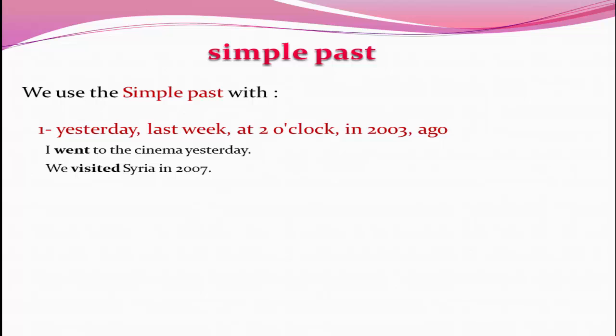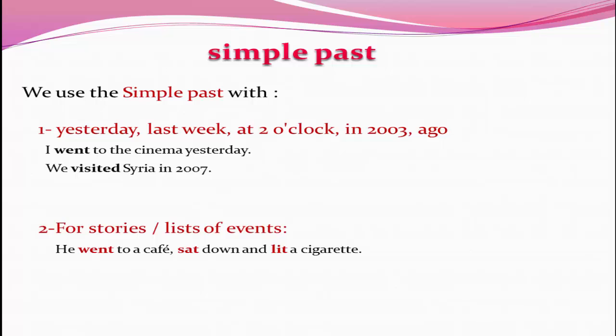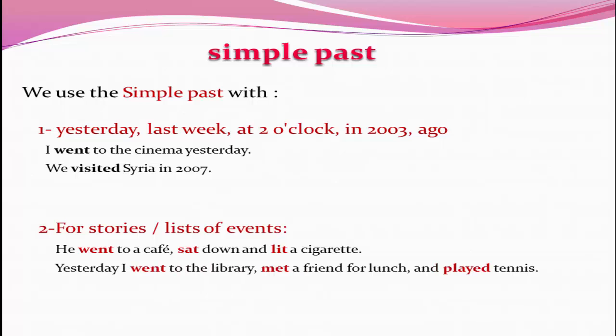We use it as well with stories. If we are narrating stories, we use it for stories and lists of events, things that happened immediately, one behind the other. So let's have a look here. We went to a cafe, sat down and lit a cigarette. Another one, yesterday I went to the library, met a friend for lunch and played tennis.